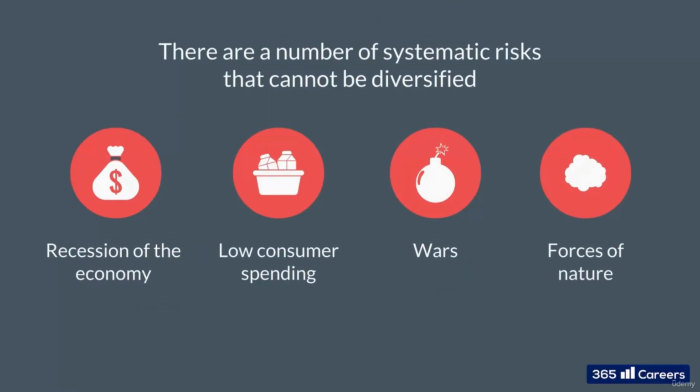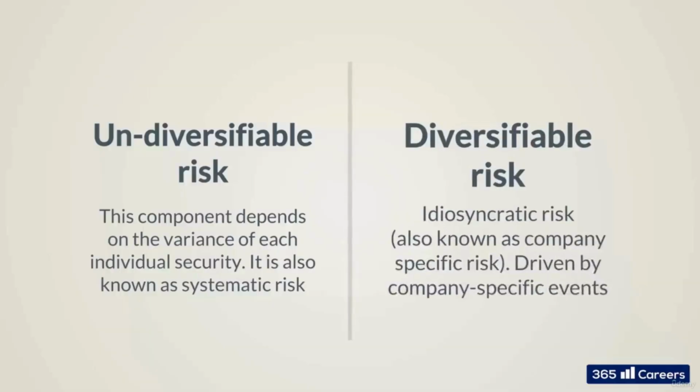A recession of the economy is one systematic risk. Other systematic risks can be unfavorable consumer demand, wars, earthquakes, and all risks capable of affecting all companies in an economy. The uncertainty arising from systematic risk is something we have to accept when investing.